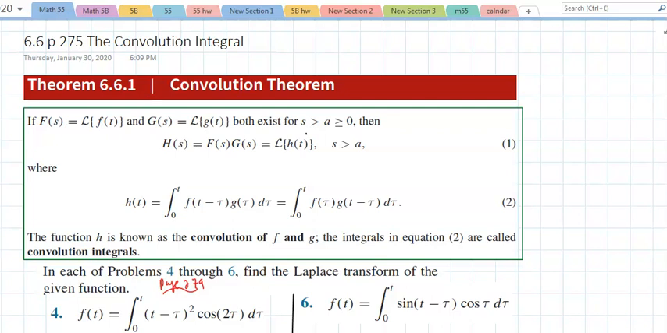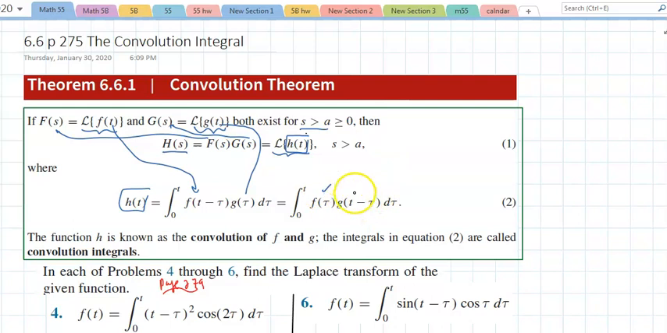Section 6.6 is on page 275, is about the convolution integral, and here's your theorem. It says, suppose F of s is the Laplace transform of the function f, and G of s is the Laplace transform of the function g, that exist for s bigger than a, and they're both bigger than 0. Then, if you take H of s to be F of s times G of s, that would be the Laplace transform of h of t. What this means is that h of t is the integral from 0 to t. Either you take f of t minus tau times g of tau, or you reverse the order. You take f of tau times g of t minus tau.